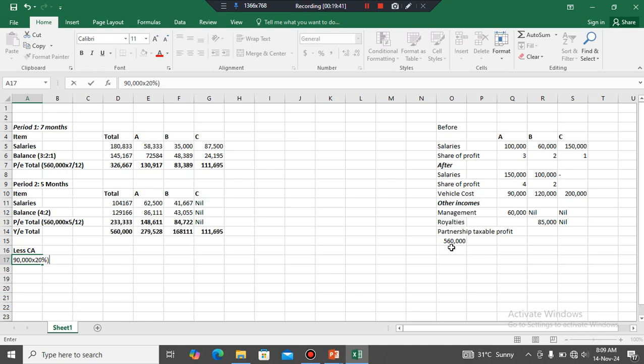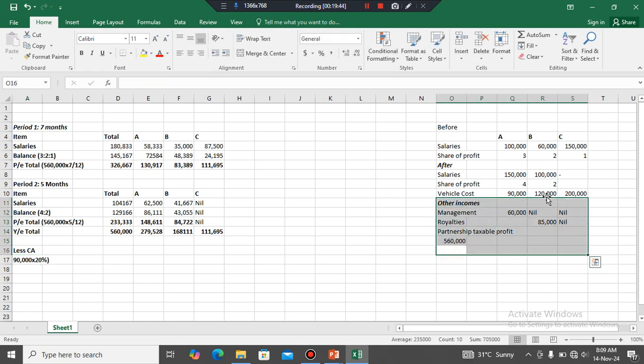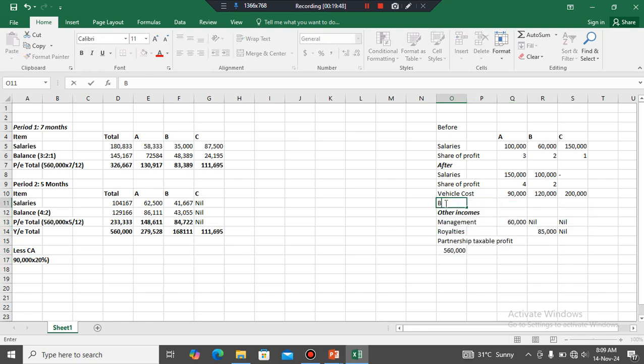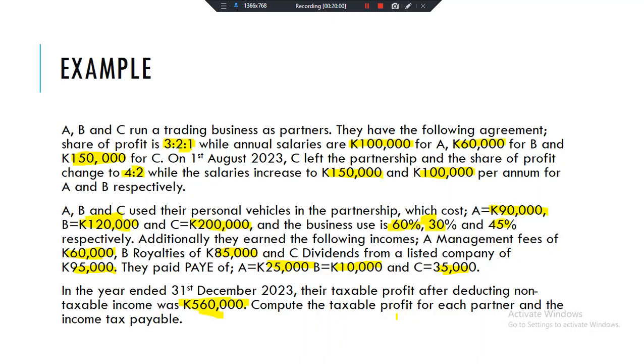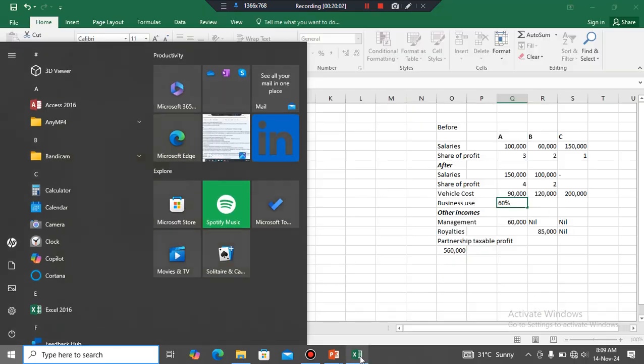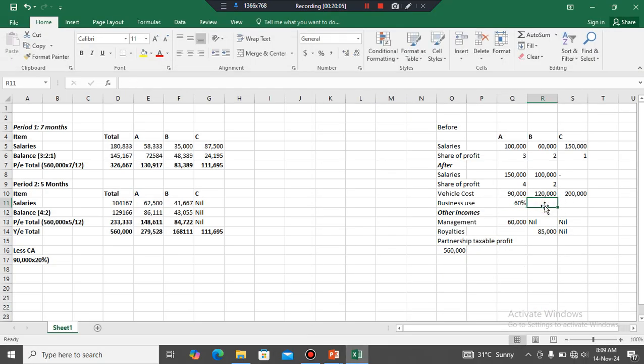So let me just add this. Business use 60%, 30%, 45%. So the issue here, the capital allowance that is recoverable has to be limited to the business use. So now you find the capital allowance.